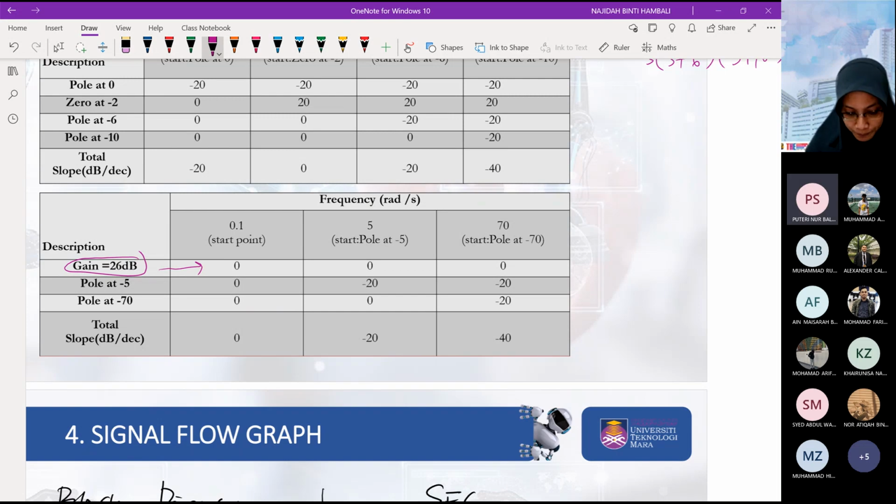Log K. Very good. 26 dB is equal to 20 log K. Please calculate what is the value of K for me. Berapa nilai K? 20. K equal to 20. So you boleh terus guna 20 untuk S domain transfer function.